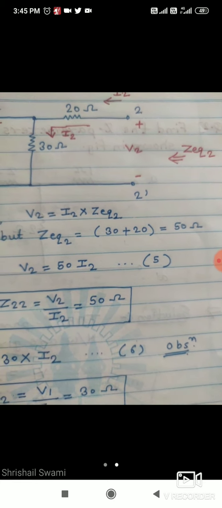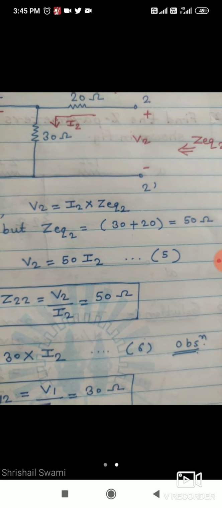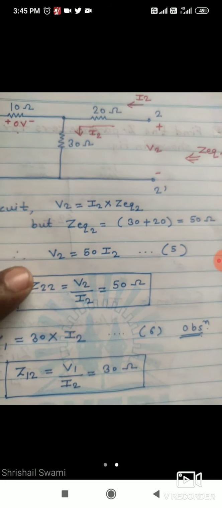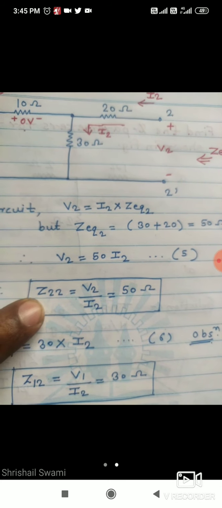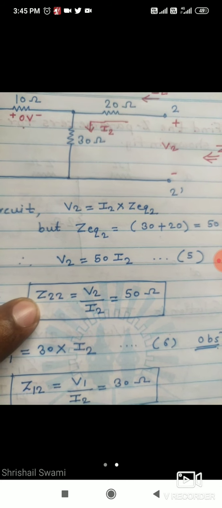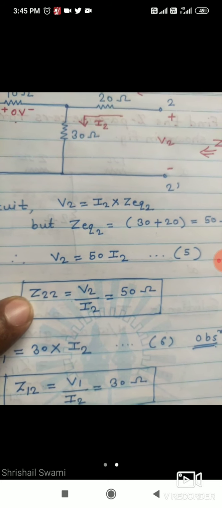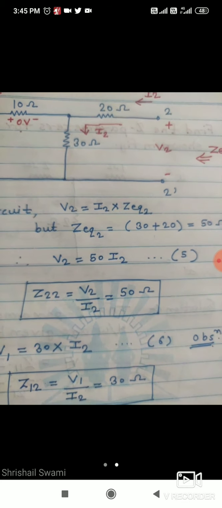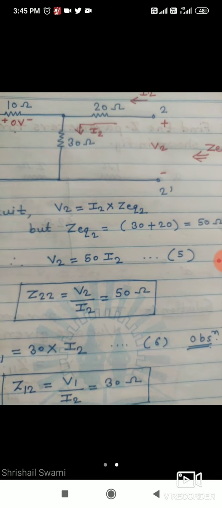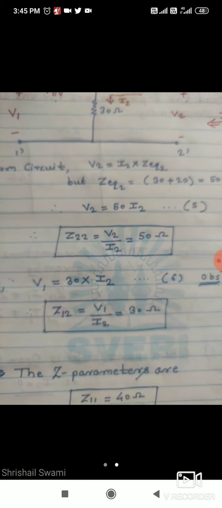So put this in the above equation. V2 is equal to 50 into I2. Give it equation number 5. So V2 upon I2 means Z22. V2 upon I2 is nothing but Z22, that is equal to 50 ohm. Do you understand? If you understand the first part, you can easily understand the second part. Now next one.